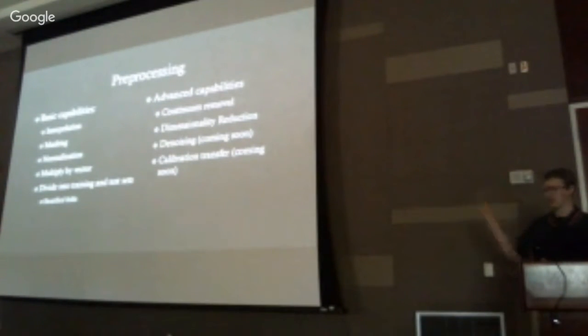And then advanced capabilities, and I'll go a little more into detail on these in separate slides, but we have a bunch of continuum removal options and dimensionality reduction like PCA and ICA. And coming soon, we'll have denoising and calibration transfer, where you take spectra from one instrument and transform it to look like spectra collected under different conditions or on a different instrument.